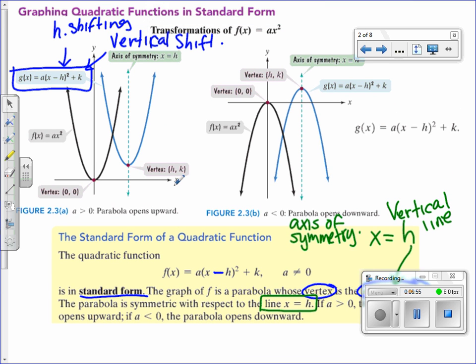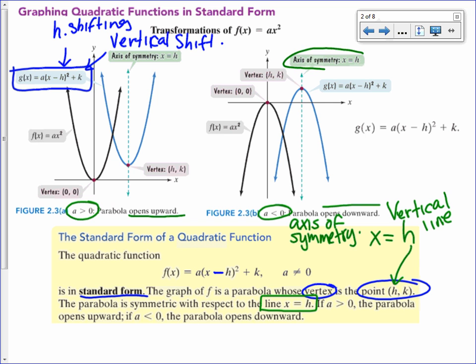Okay, so we have here two cases again. If A is positive, greater than 0, the parabola will open upward. If A is negative, less than 0, the parabola will open downward. And we could see here the same thing that I was talking about, the axis of symmetry. We'll use the x-coordinate of the vertex. All right, so let's go to the next slide.